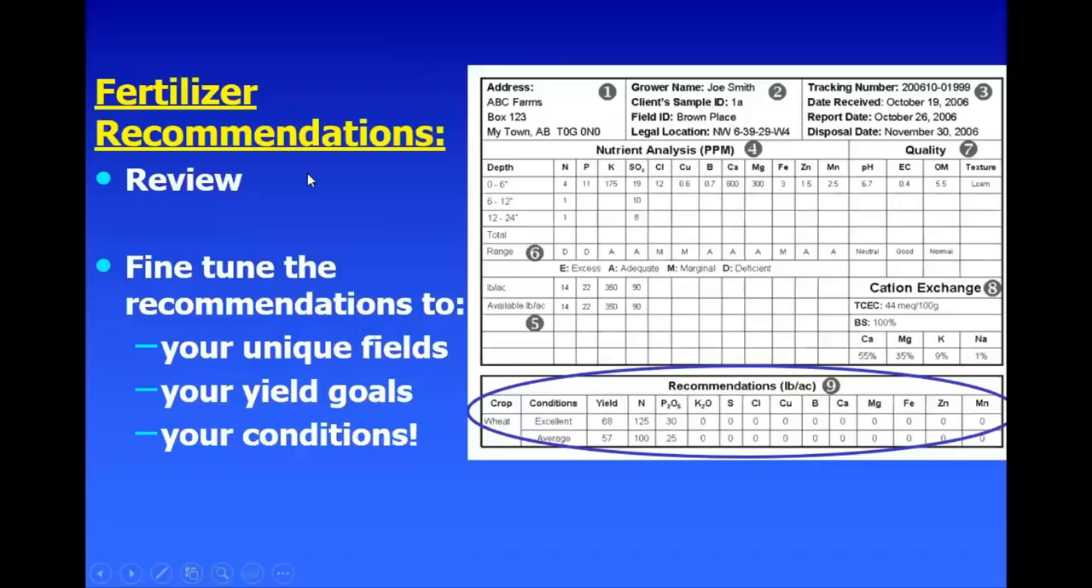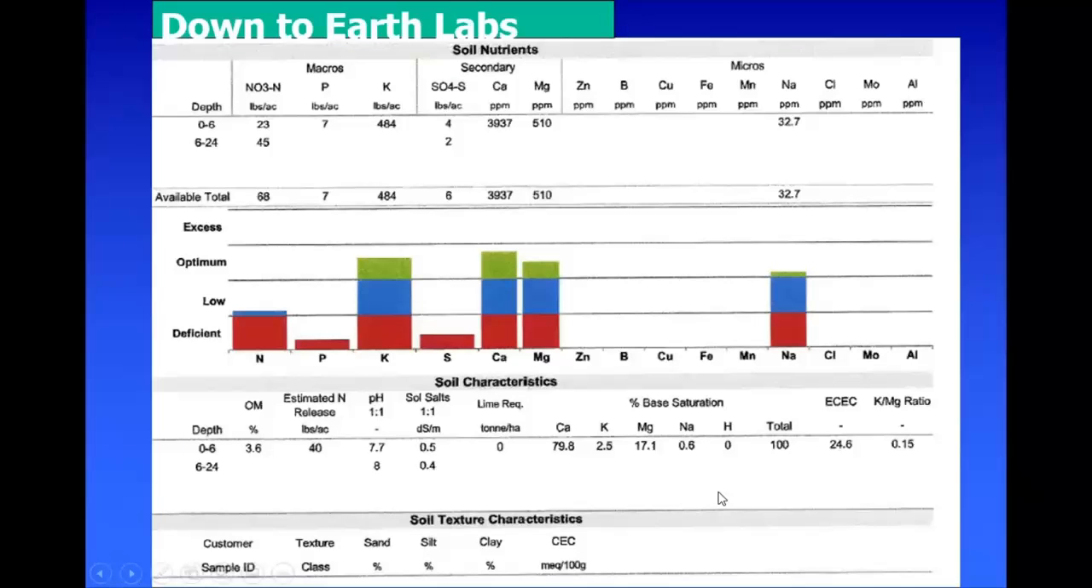So from there, with these basic recommendations the lab is giving you, what you want to do is go through and then fine tune for your fields and the crops you're planning to grow. So that's really where you have a good discussion with your agronomists, your fertilizer dealer, to really get them fine-tuned to meet your requirements. So now what I'd like to do is just show you a few different soil test reports.